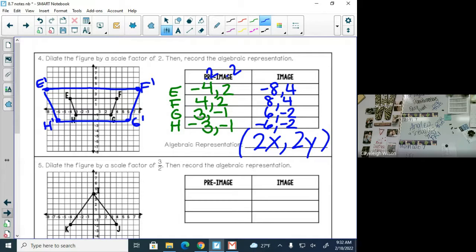All right, I'm going to let you all do number 5 all by yourself. I can't do it. I don't even find this corner.